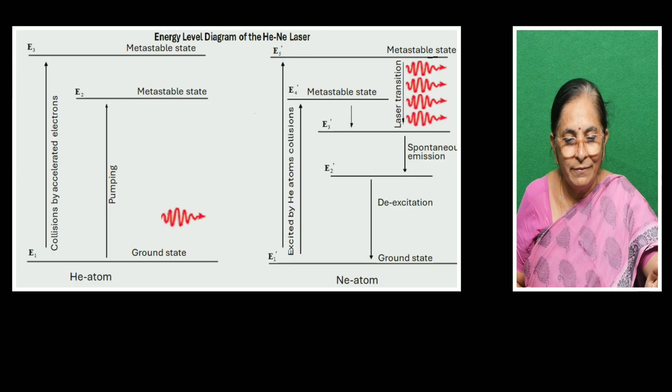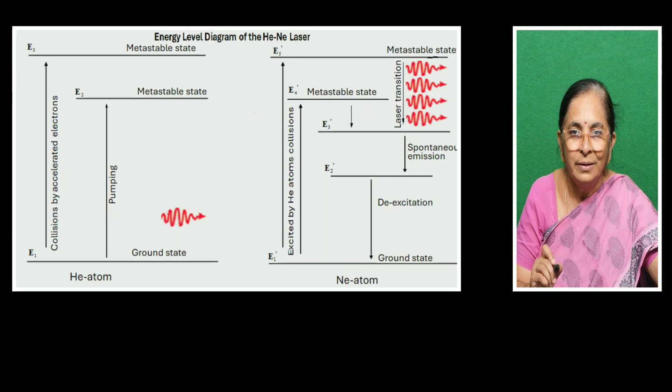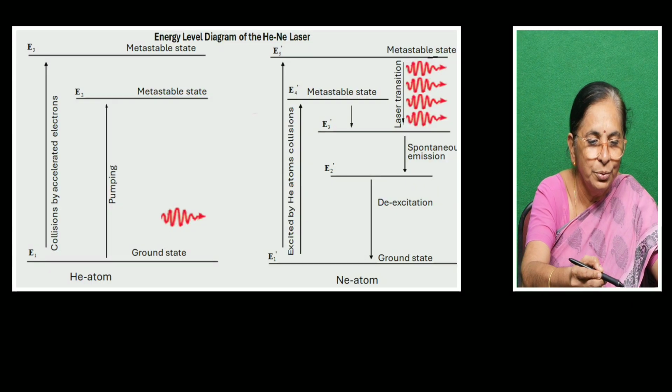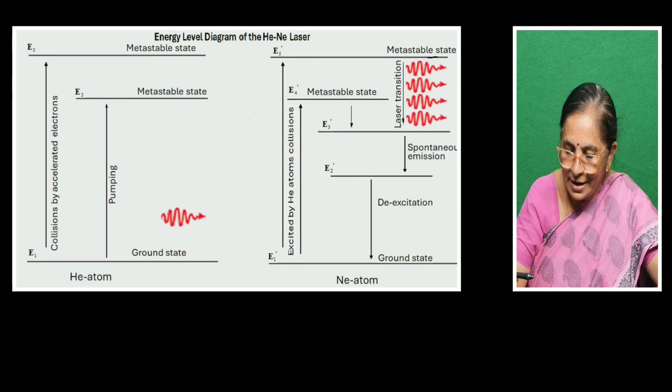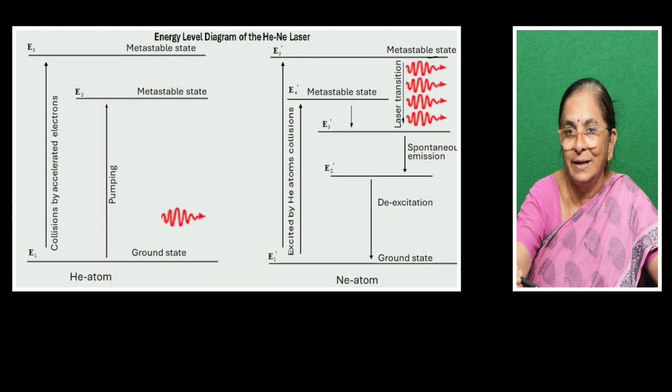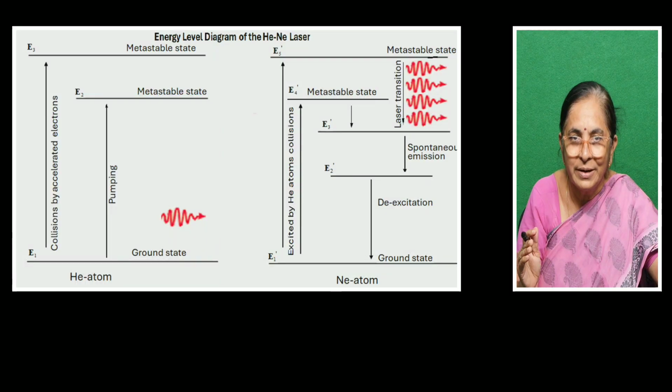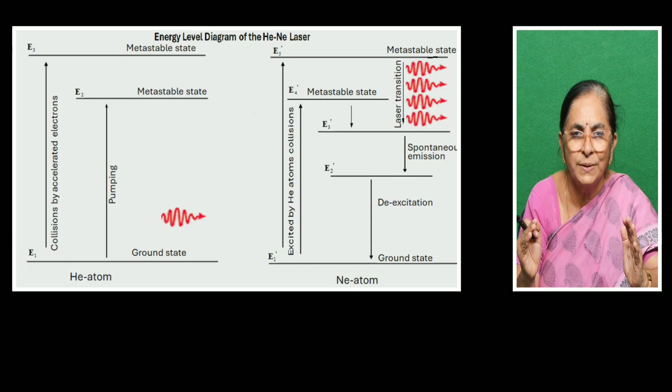Now the energy level diagram is shown here. Helium has 3 levels, E1, E2 and E3. And neon has 5 energy levels, E1', E2', E3', E4', E5'. So the first part of the working is that you are applying the high voltage, between 1000 to 2000 volts, between the electrodes.